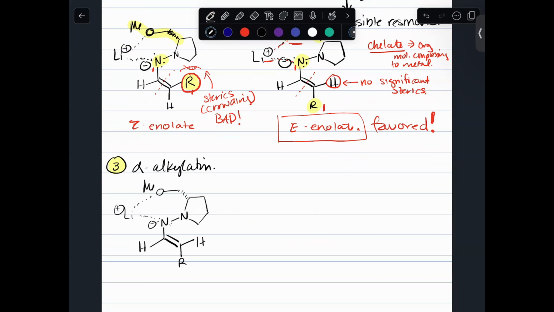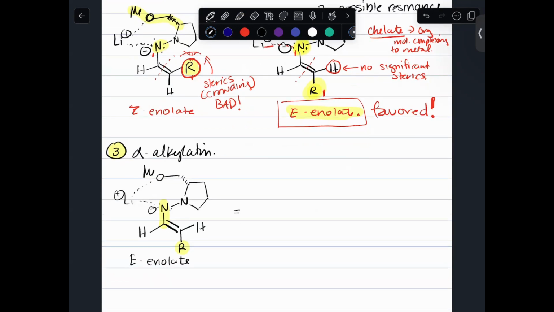Okay, so this is just from up here. This is my enolate, where my R group and my nitrogen are on opposite sides. This is where it gets tricky, and it's a little tedious to understand.